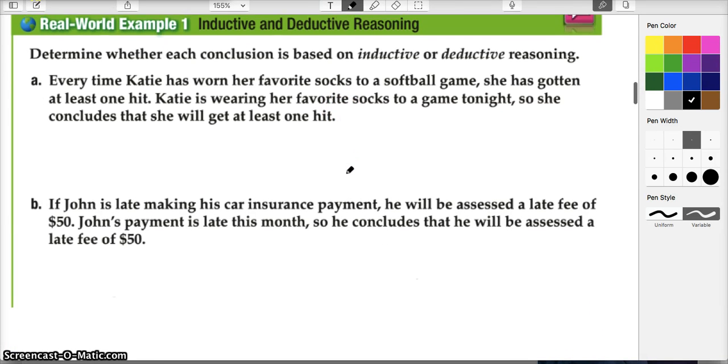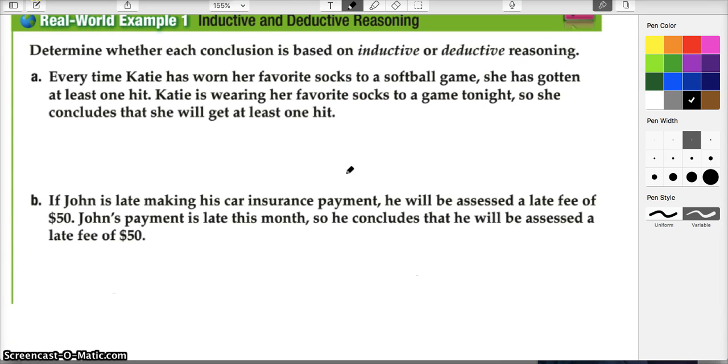Here we are with example 1. We're going to determine whether each conclusion is based on inductive or deductive reasoning.